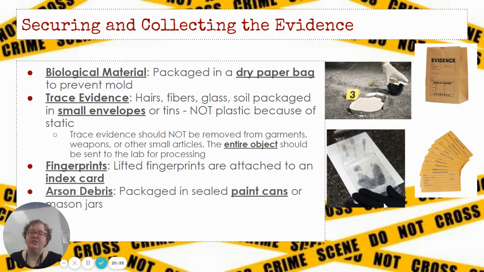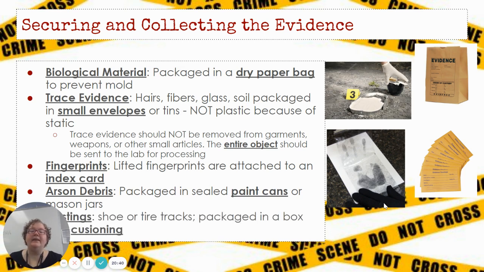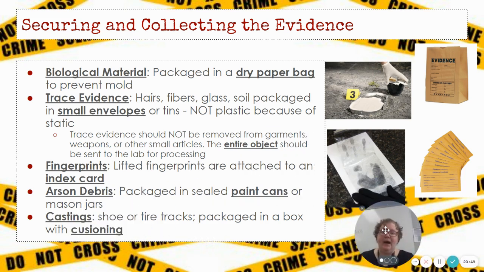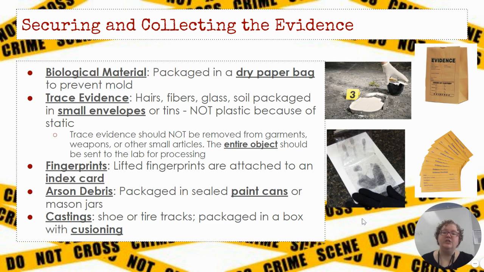Like we said, any arson debris is going to be packaged in sealed paint cans or mason jars, something that's airtight. And casting. So castings would be like if there are tire tracks in the mud. If there are tire tracks in the mud, then we are going to package it in a box that has cushioning in it to prevent that cast from breaking. So that's what they're doing up here, right? They found a footprint. They put plaster in it to get an impression of what that footprint was like. Once that dries, they're going to lift that casting and put it in a box with cushioning so it doesn't shatter.